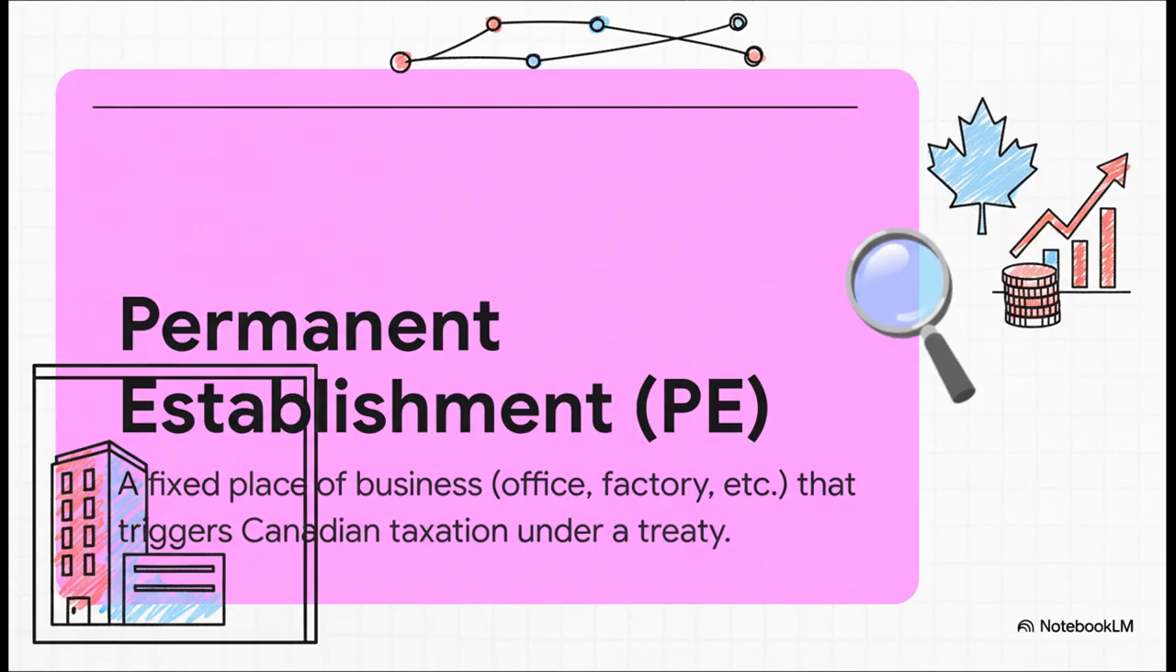The key concept here is called permanent establishment, or PE. A PE is basically the trigger. If a company's activities create a PE, like a fixed office, a factory, or even a construction site that's there for more than a year, then the profits earned by that PE are taxable in Canada. No PE, generally no Canadian tax on those business profits under most treaties.